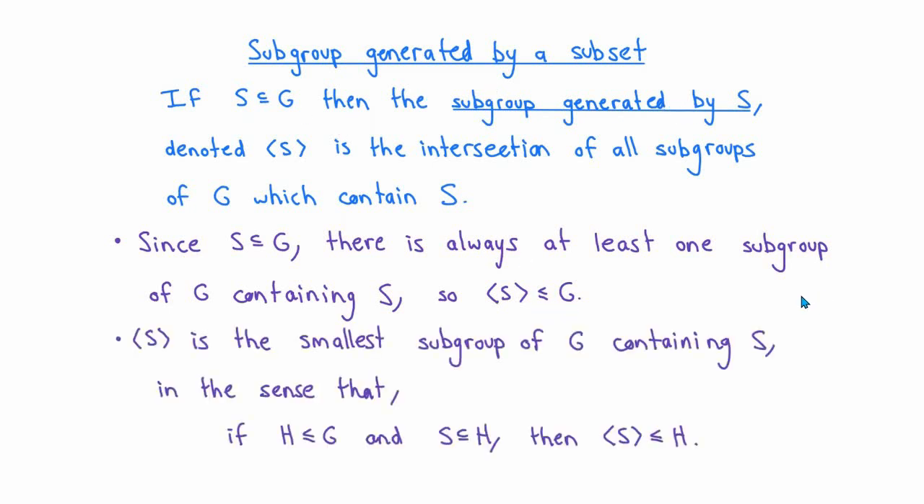The second thing that I'd like to mention, which is another important way of thinking about the subgroup generated by a set, is that the subgroup generated by S is the smallest subgroup of G containing S, in the sense that if H is any subgroup of G which contains S, then since H is an element of the intersection in this definition, H must contain the subgroup generated by S. This is an important fact which we'll use later in the video.